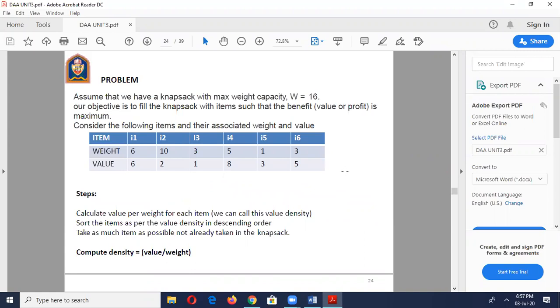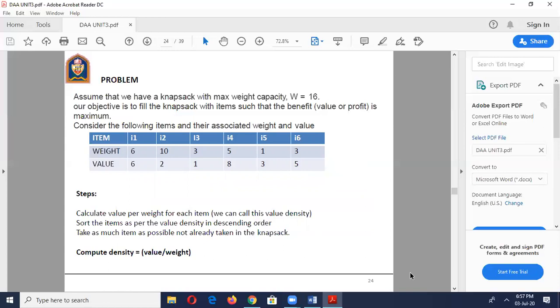So here is an example problem for the knapsack problem. We assume we have a knapsack with a maximum weight of 16, so capital W is equal to 16. Our objective is to fill the knapsack with items such that the benefit is maximum. They are given in a table with the associated weight and value.